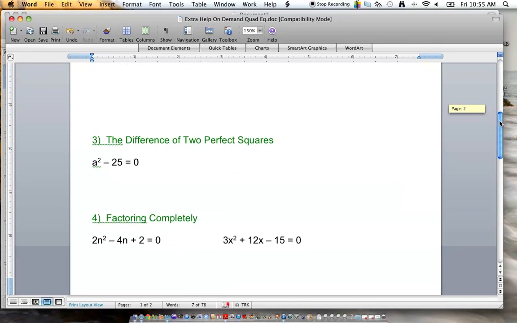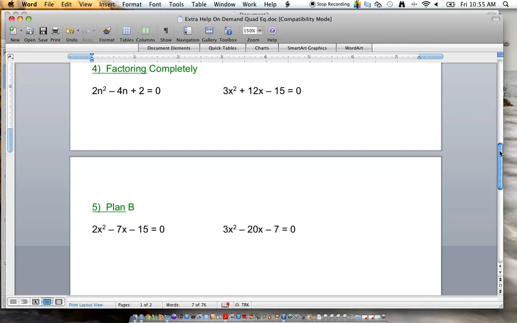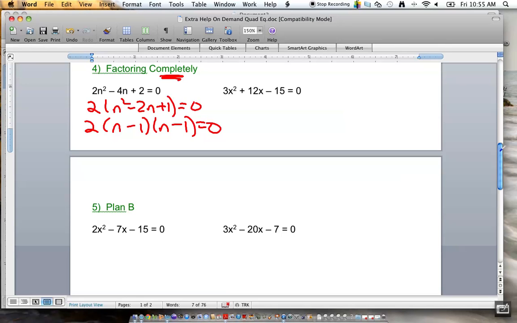Next up, factoring completely. When we factor completely, we always look for the common factor first. In this case, I look for the 2. And I have n squared minus 2n plus 1 equals 0. Now, factoring completely always means 2 steps. So it's n minus 1 times n minus 1. And again, I'm going quickly, but you should just watch the factoring video on how to do that. We have the exact question up there.